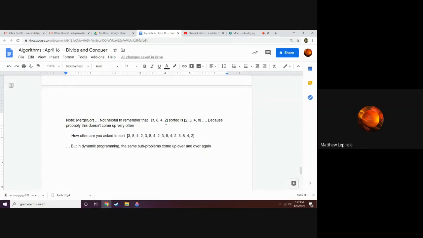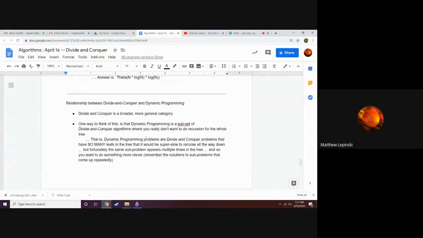But in the dynamic programming problems that we looked at, the same subproblem could come up over and over again, and so saving the answer actually makes it faster. Okay. Any other questions?